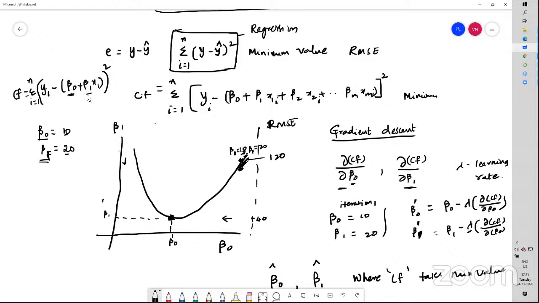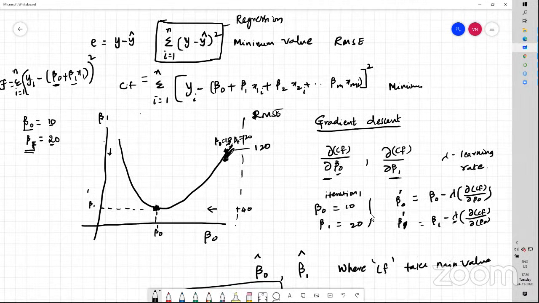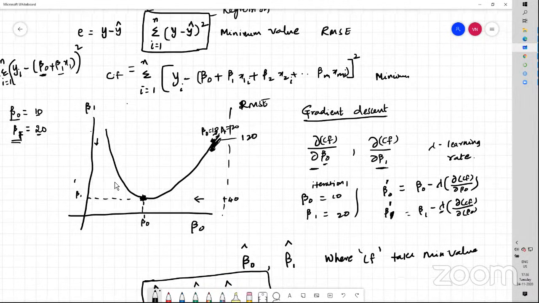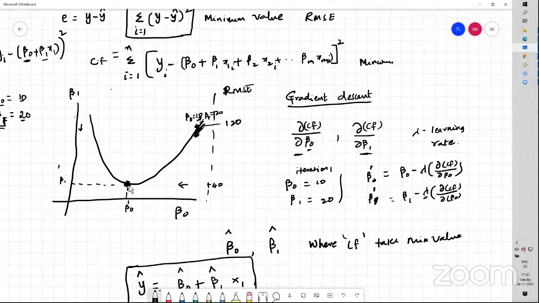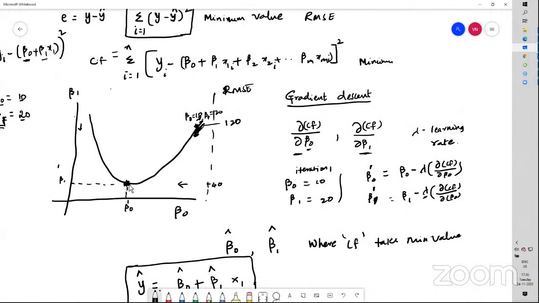When we randomly initialized the values of beta naught and beta 1, we found where the value falls on this curve. But we want to reach this minimum point. So to reach this minimum point, we are using the concepts of calculus, finding the gradient of this curve, which will tell us which direction the minimum point is, and we would gradually take steps so that we reach this minimum point.